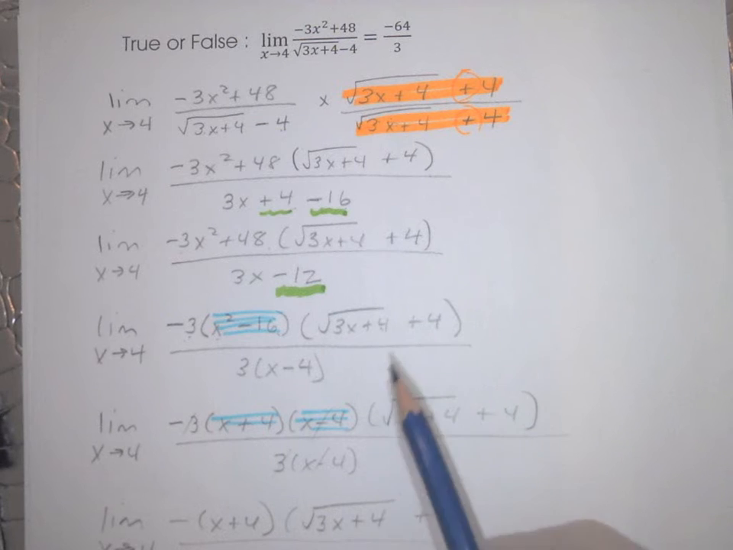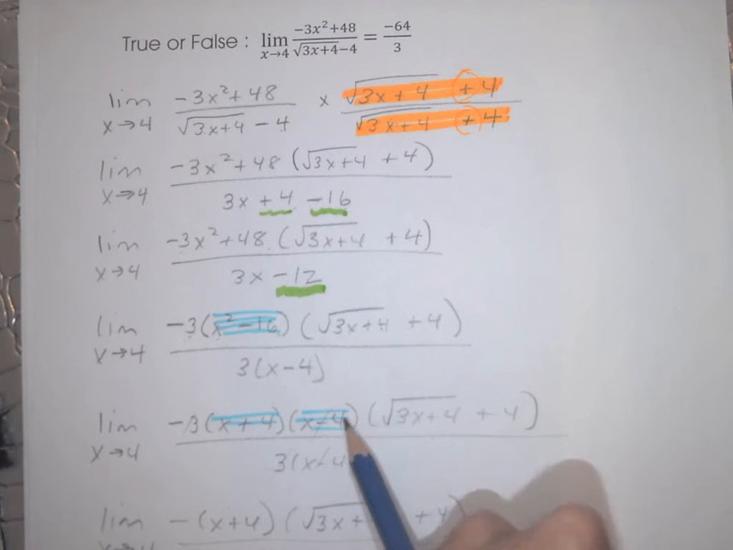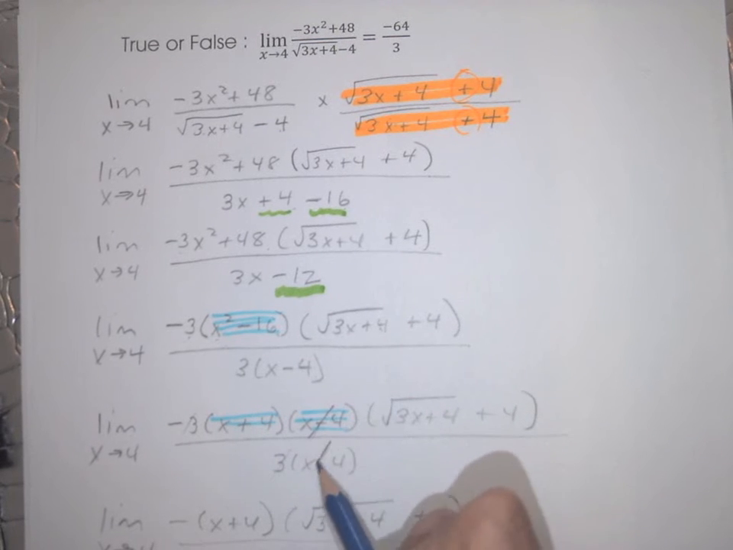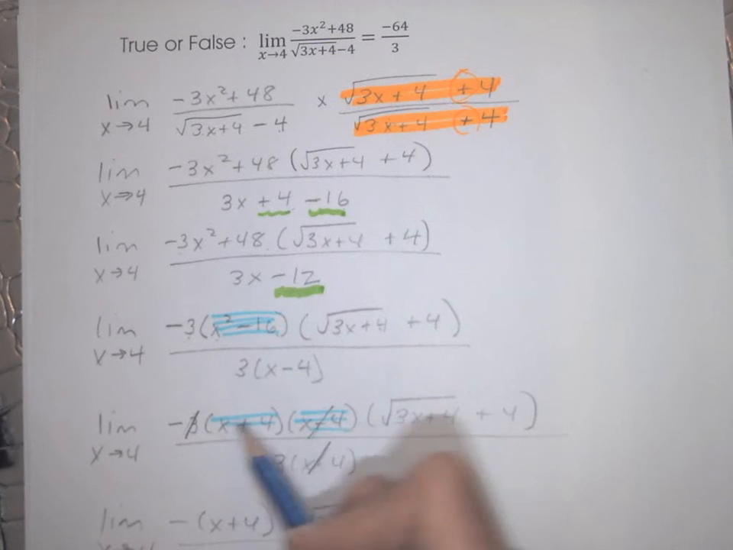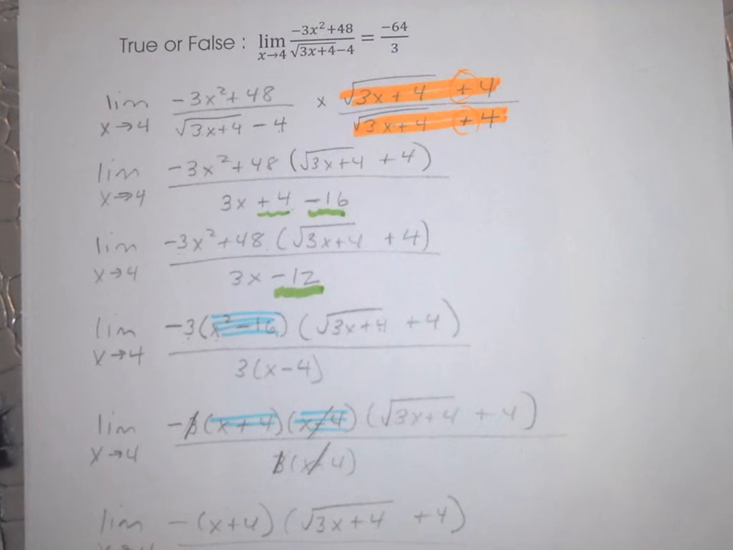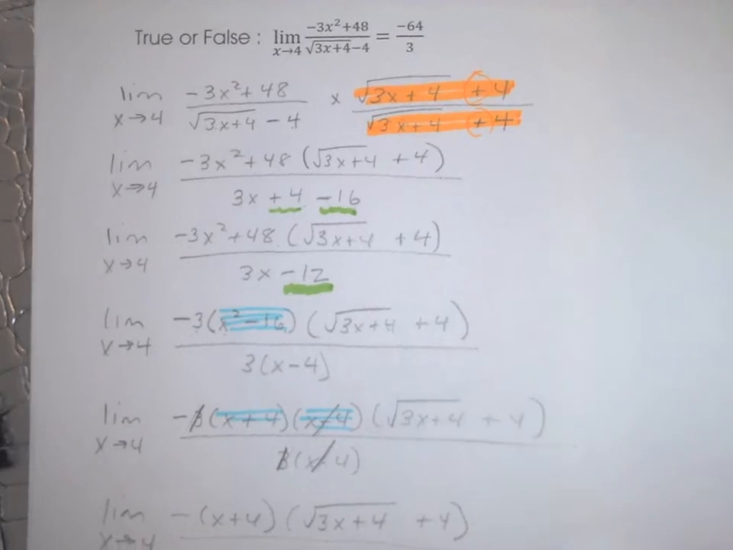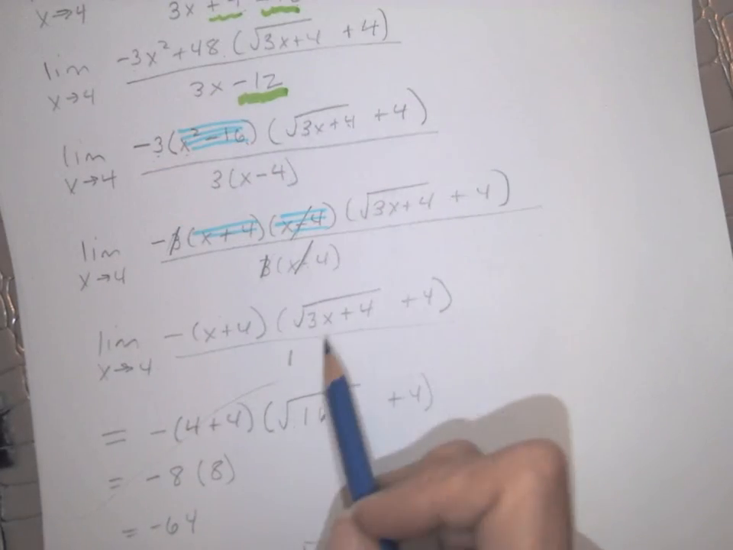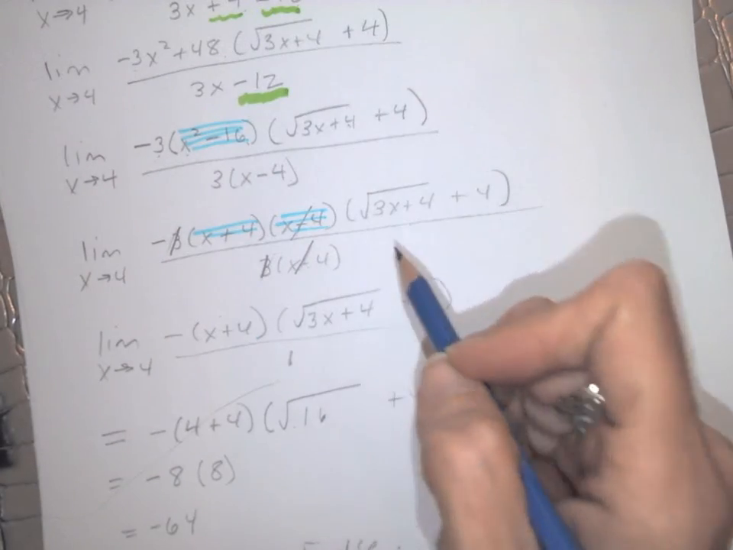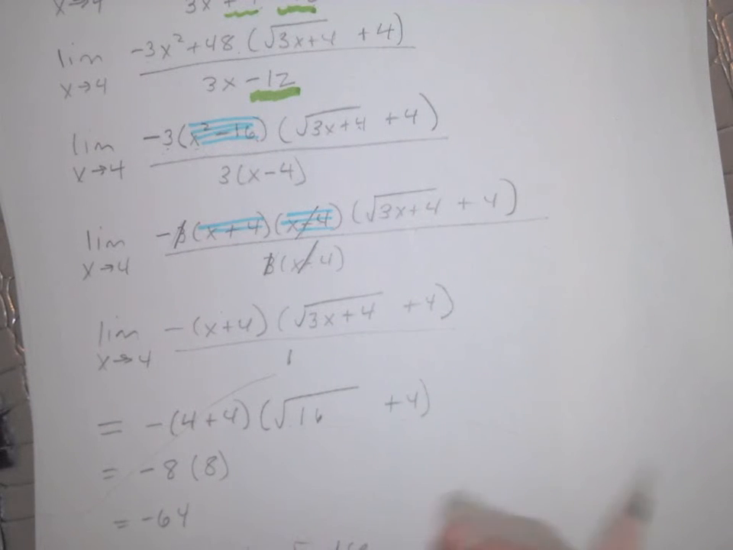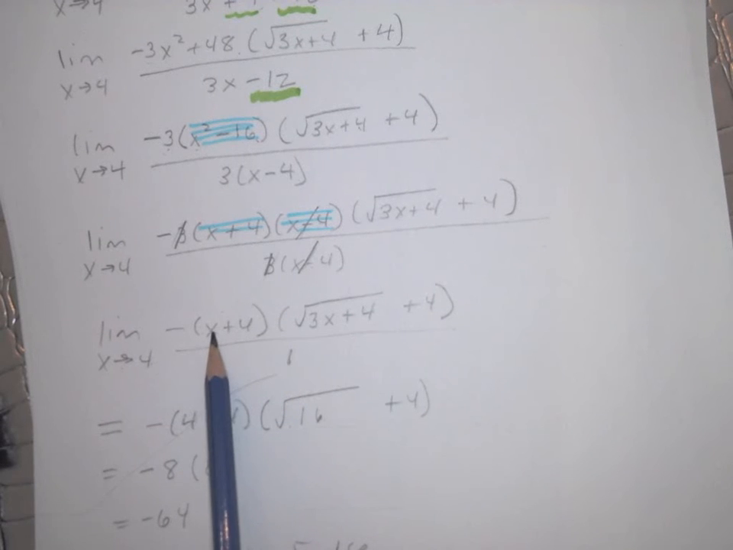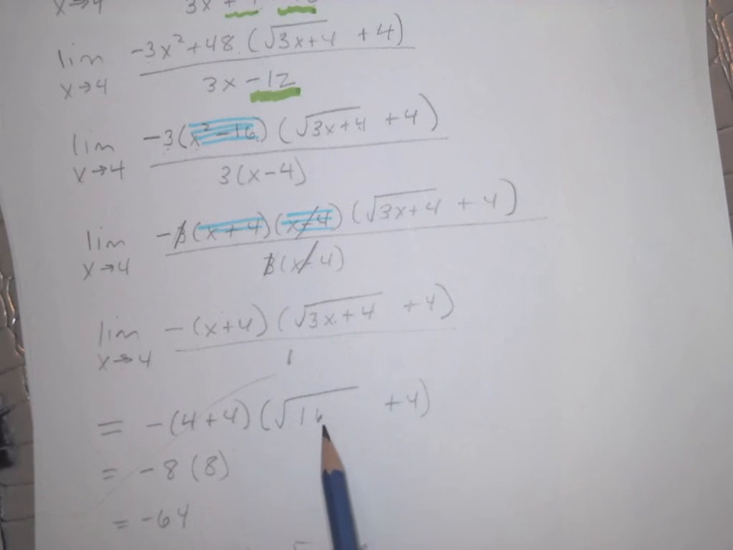And now I have an x minus 4 on the top and the bottom, so I can divide them out. And I also have a 3 on the top and the bottom, so I can divide them out. So now my denominator is a 1, because that would be what's left in the bottom. And now I let x approach 4, so wherever there's an x, I put a 4. And so I just replaced that with a 4 and that with a 4.